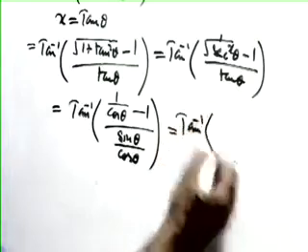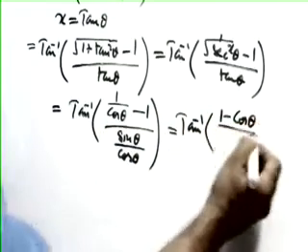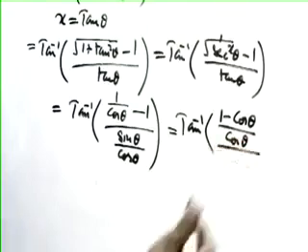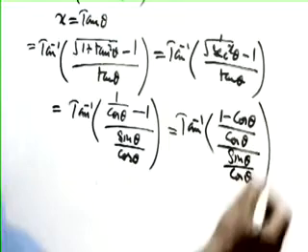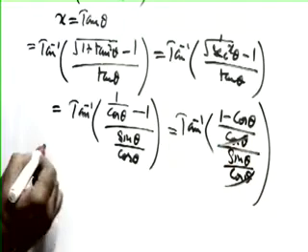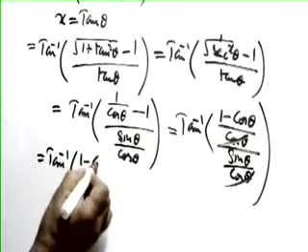Okay. Now let me take LCM in the numerator. This will become tan inverse. If you take LCM, cos theta into 1, cos theta. 1 minus cos theta by cos theta divided by sin theta by cos theta. This cos theta will get cancelled. What is left here?